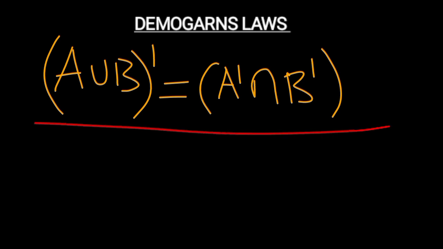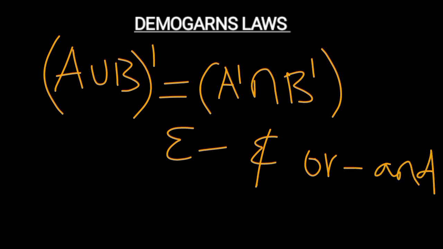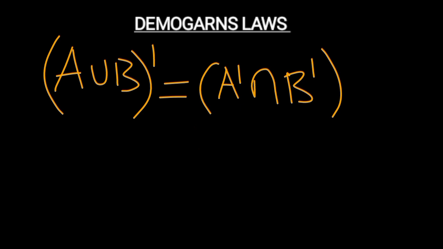How do you go about it? The main point that you are supposed to note is that when you are changing the wording from member of to not a member of, the wording also changes, that is, the or and the and part, which is union and intersection. Okay, so let us now prove this law. How are we going to go about it?